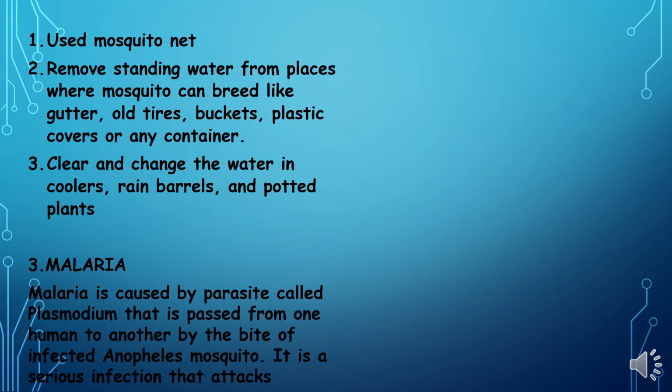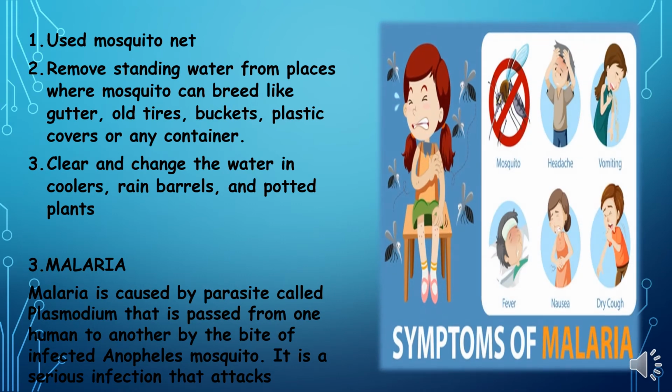Next disease is what we call malaria. Malaria is caused by the parasite called Plasmodium that is passed from one human to another by the bite of an infected Anopheles mosquito. It is a serious infection.